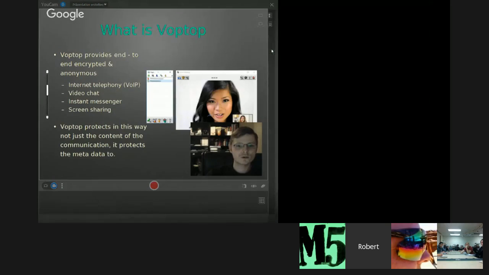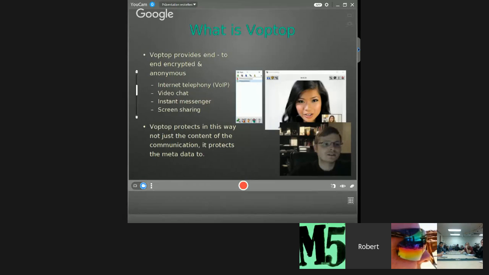So, what is Voptop? Voptop is an application for voice over IP, video chat, instant messaging, and screen sharing, and provides end-to-end encryption and anonymous connections. That means it does not just encrypt the data which are transferred, it tries to make the connection anonymous, and in this way it protects the metadata as well. So if person A is communicating with person B, it should not be visible from outside that these specific persons are communicating, because this information can be important as well.